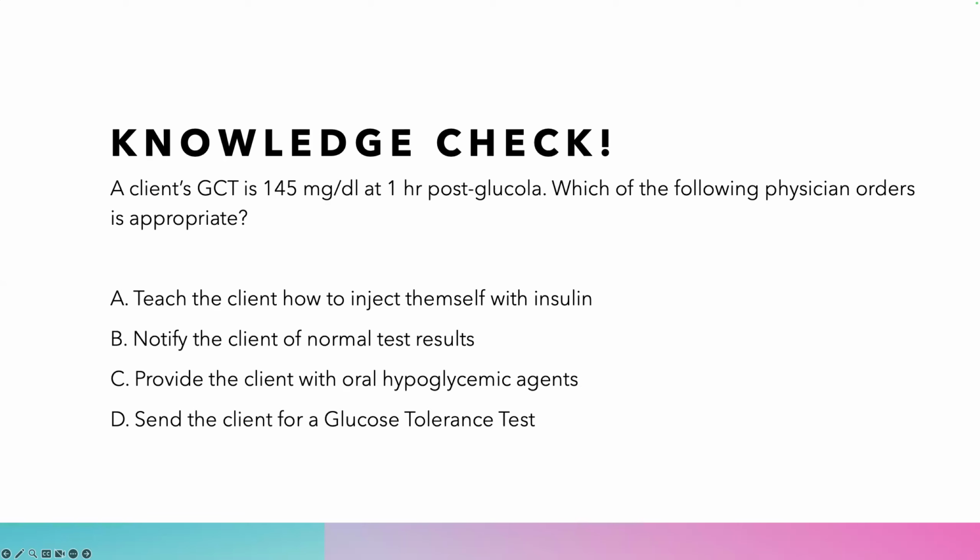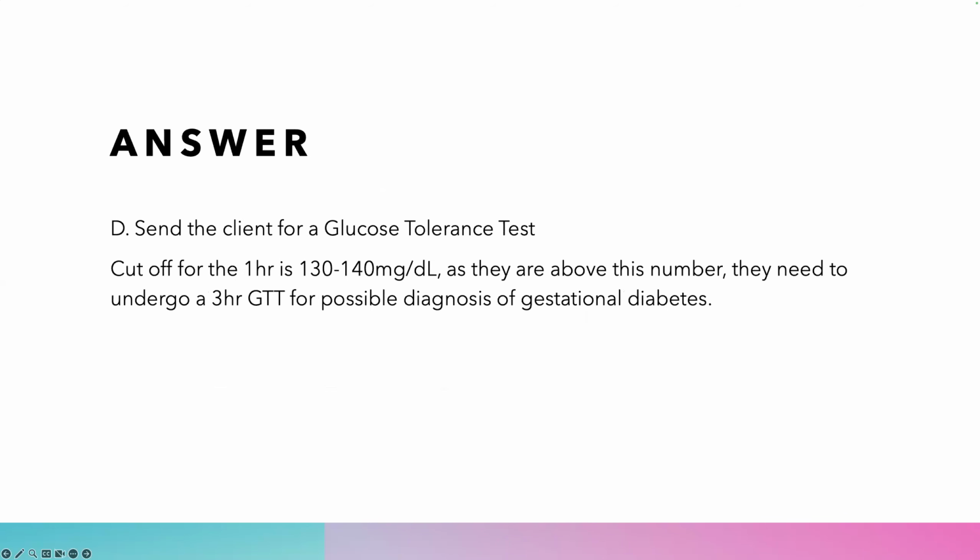So remember, the GCT, the glucose challenge test, or sometimes called the glucola, is the screening test. And what did I say? No matter what, our cutoff, the absolute last cutoff is what? 140. Yes. So anything 140 or above is too high. So if they're 145, it's too high. So we need to send them for a diagnostic test. And that's a 3-hour glucose tolerance test, to help diagnose if they have diabetes.